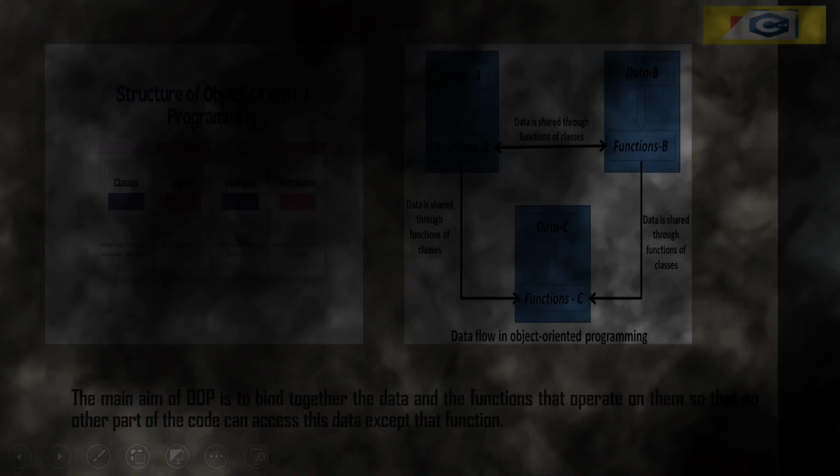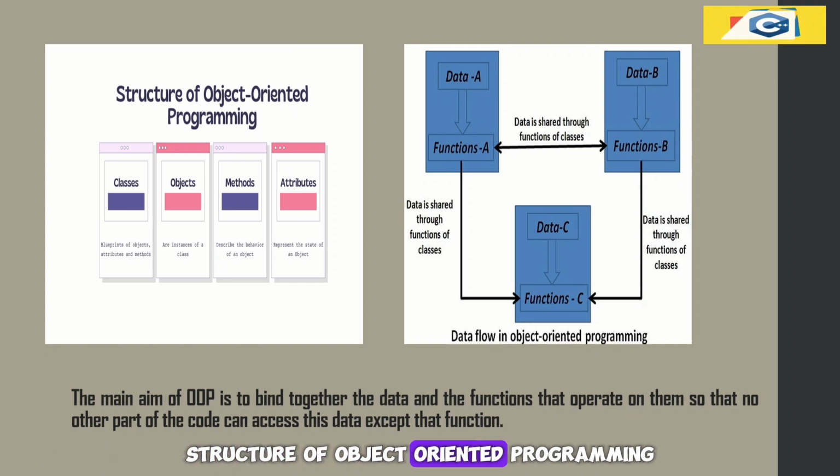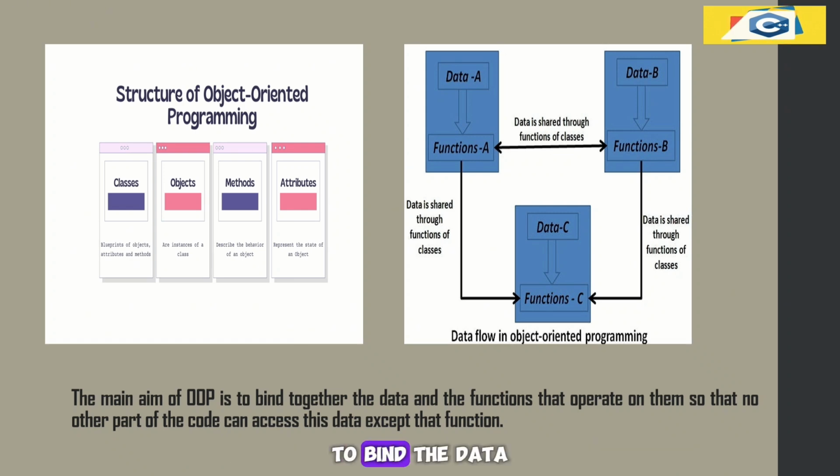Next is the structure of object oriented programming. The main aim of object oriented programming is to bind the data and the function together, so that the function can operate on that particular data and no other part of code can access this data except that function. So in this, data integrity is not hampered. In this image you can see classes, objects, methods, and attributes.